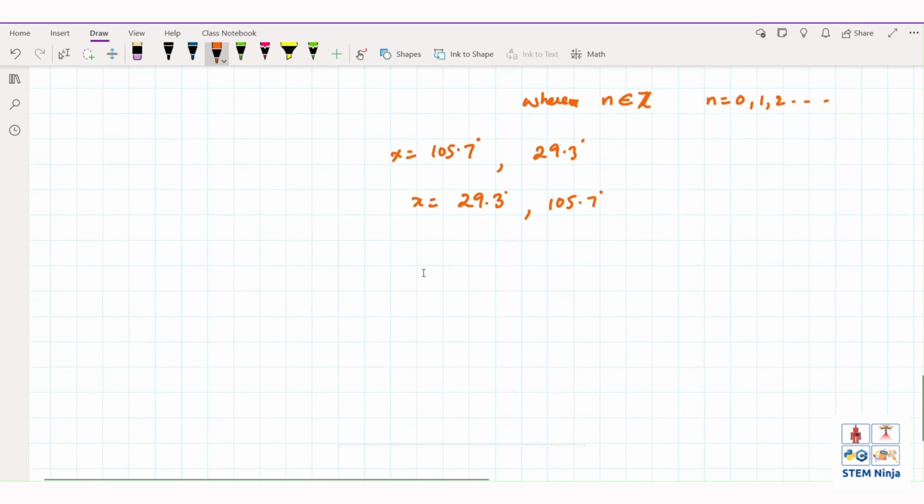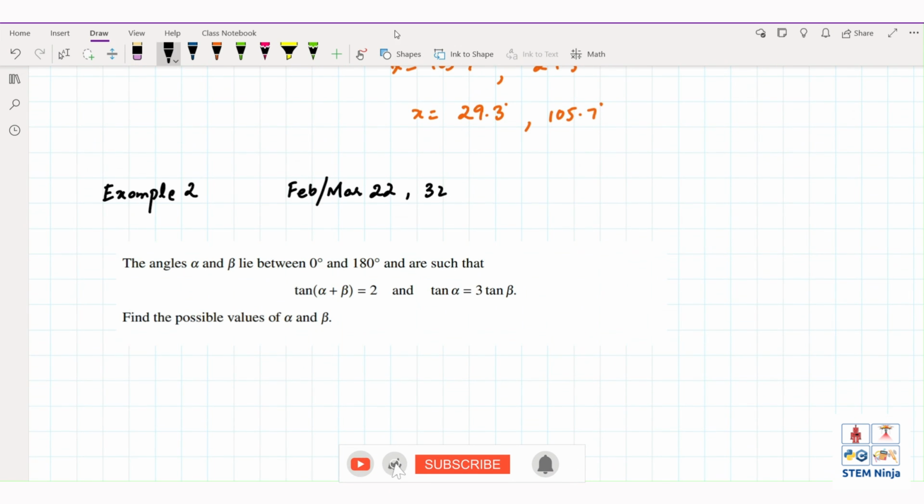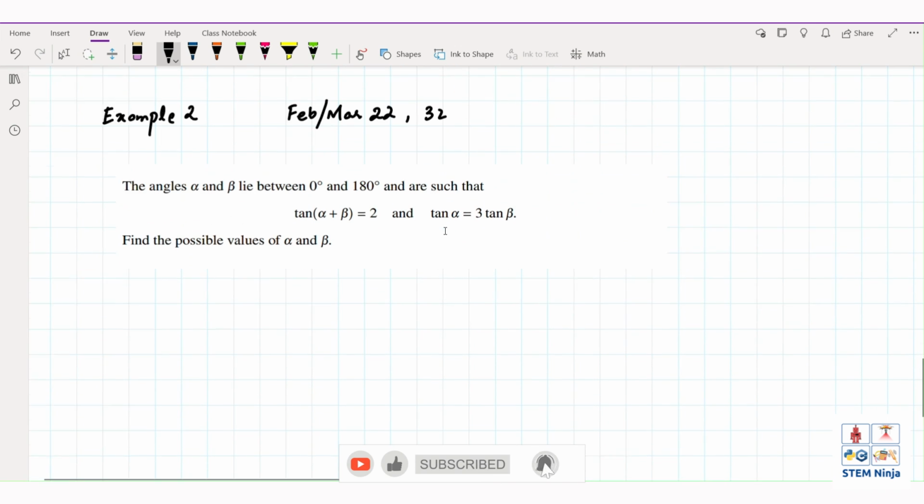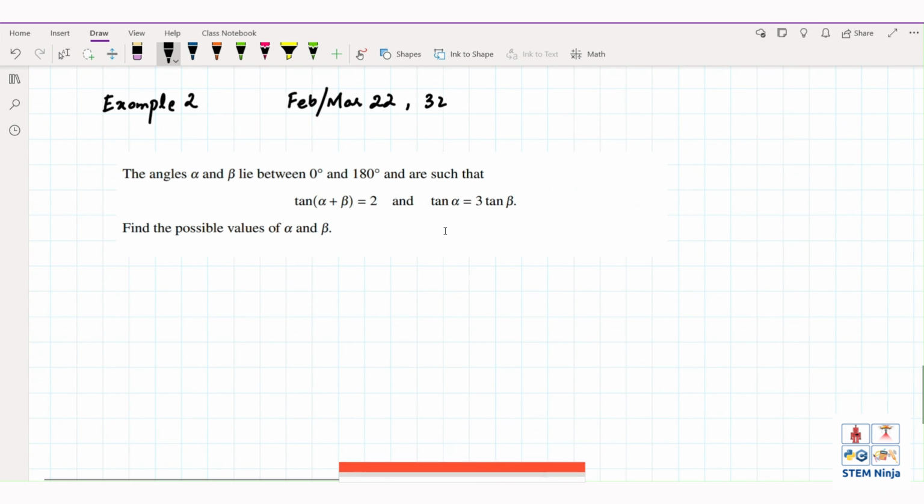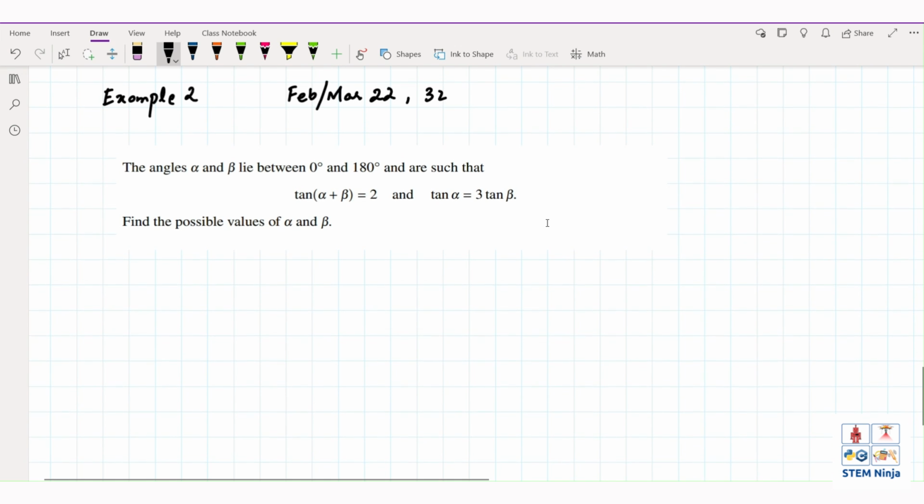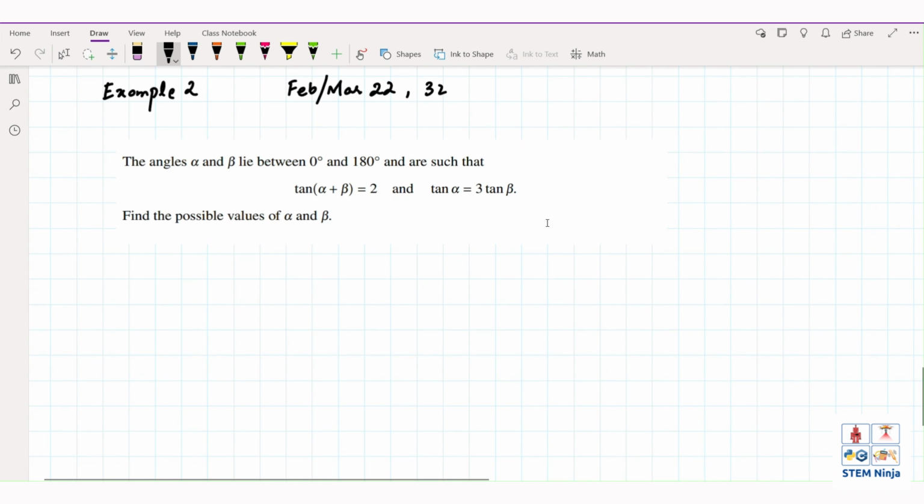Right, let's look at another example. Now, let's look at this. The angles alpha and beta lie between 0 and 180 degrees and are such that tan of alpha plus beta is equal to 2, and tan of alpha is equal to 3 times tan beta. So this is sort of like simultaneous equations because we have two conditions and two unknowns, but not the linear simultaneous equations, non-linear ones.